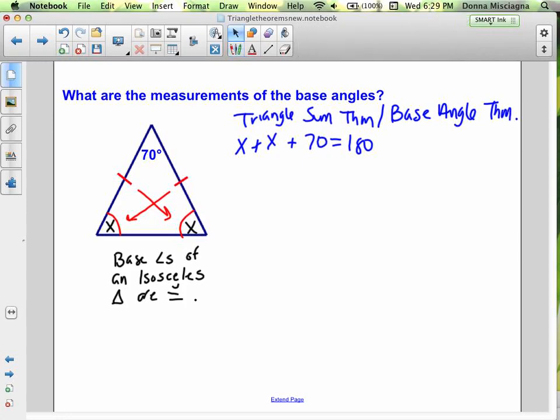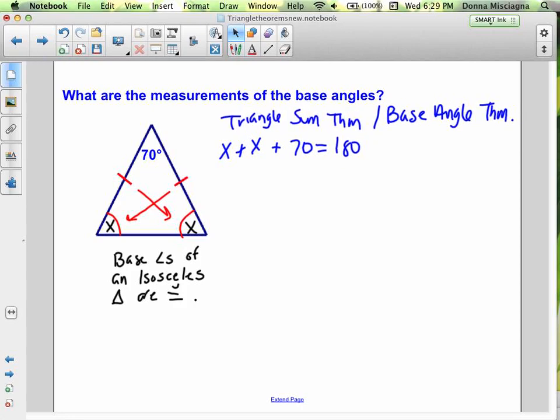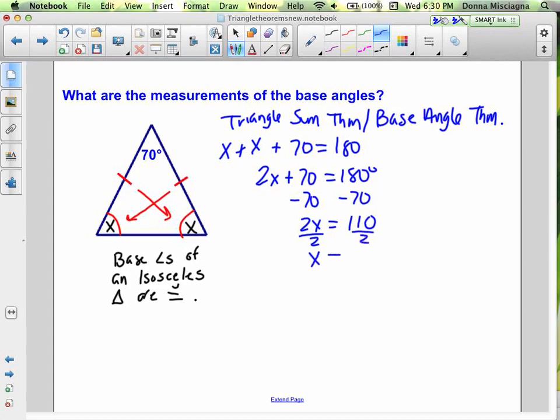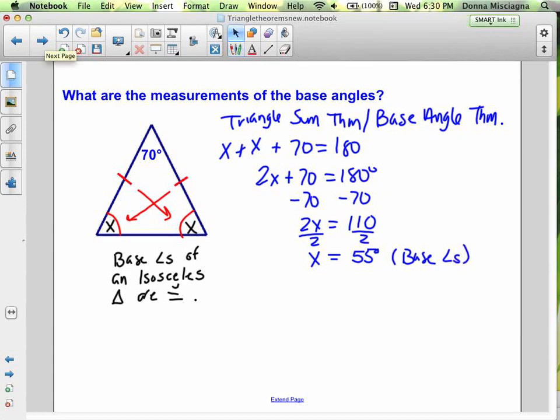So x plus x plus 70 is 180, so let's add up like terms as I move things around. x plus x is 2x. And then we can just subtract 70 from both sides. That means 2x is equal to 110. And then if we divide both sides by 2, x is equal to 55 degrees. And so those are our base angles. They both measure 55 degrees, because they equal x.